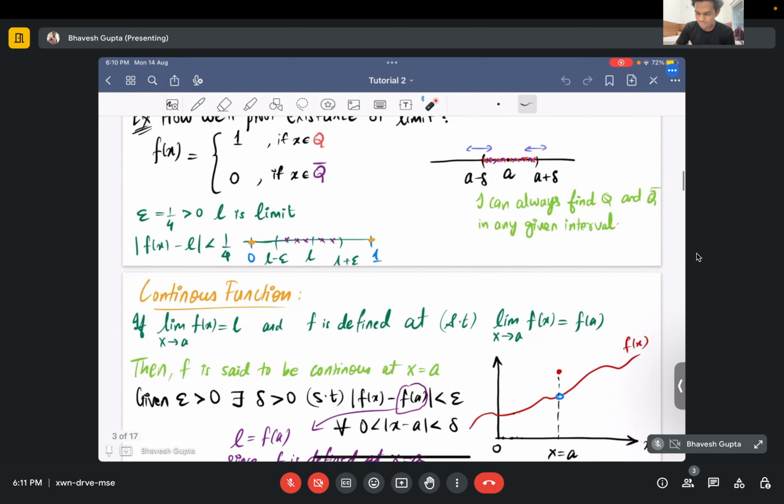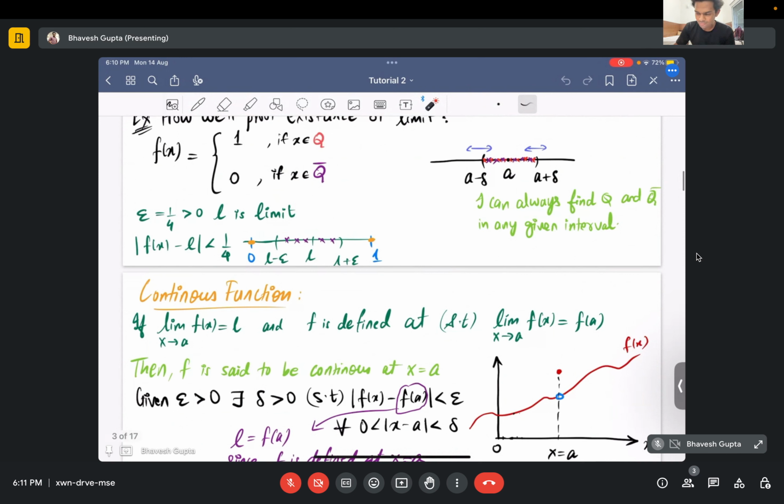I can always create an interval in which I have both rationals and irrationals. And inside that interval, all the points have different values, I mean to say. So in this case, you don't have any limiting value, even at x equal to 0. But in the original problem, I have a limiting value. That's the difference.